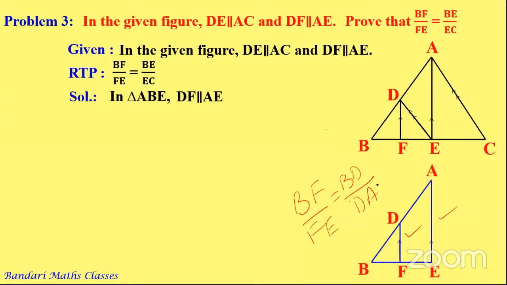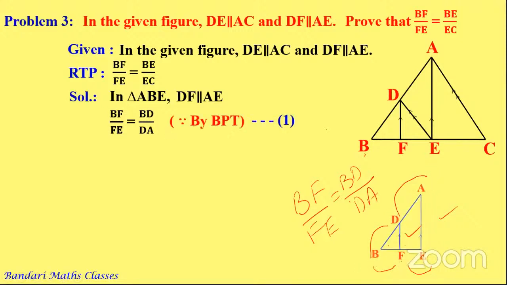Mr. Prince, could you understand? Yes, sir. So we say line segment, not the single point. We start from B. In the basic proportionality theorem, this line divides the two sides. BF means this, FE means this, BD means this, DA means this. So now I'm writing that BF by FE equals BD by DA because of the basic proportionality theorem. This is statement 1.